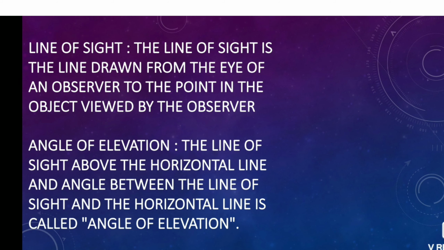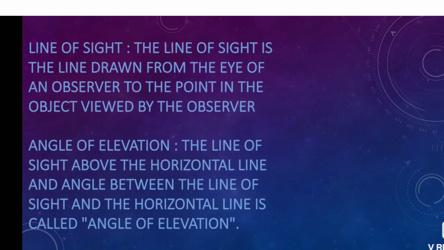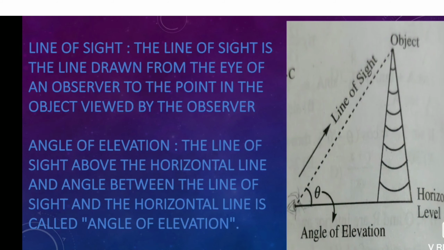Next, we already discussed the line of sight. The line of sight is the line drawn from the eye of an observer to the point on the object viewed by the observer. See this here: eye and object. The line joining the eye and the object is the line of sight.